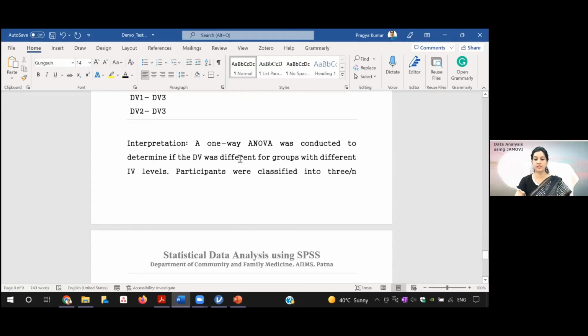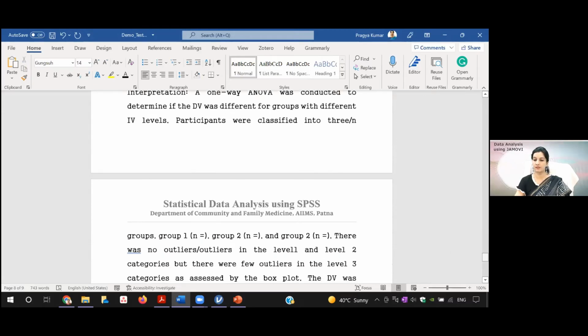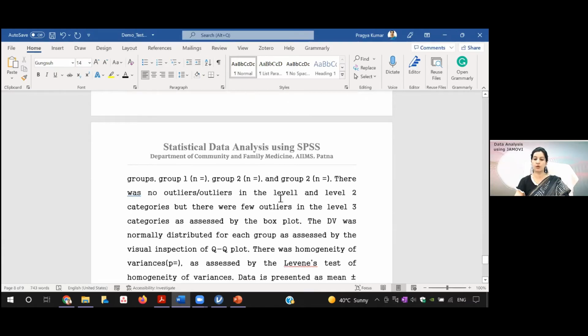And the interpretation is like this: a one-way ANOVA was conducted to determine whether the continuous variable was different with the different levels of the independent variable. And the participants were classified into 3 groups or more than 3 groups. And you have to give the sample size also for group 1, group 2 and group 3. There were outliers or no outliers in level 1, level 2 and level 3. You have to check it by the box plot, so I assume that you know it. And then this dependent variable, the continuous variable, was normally distributed and the homogeneity of variance, the value of P, was met.